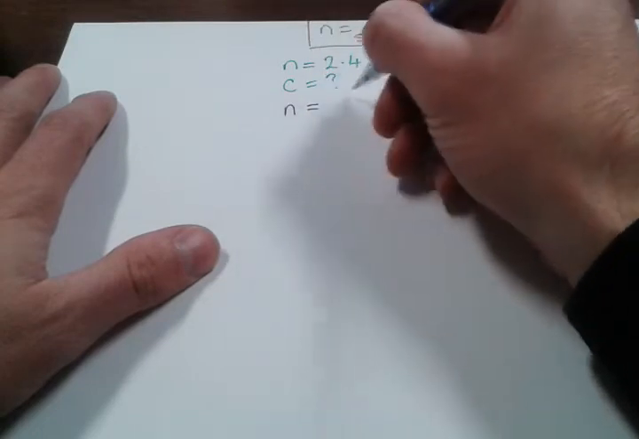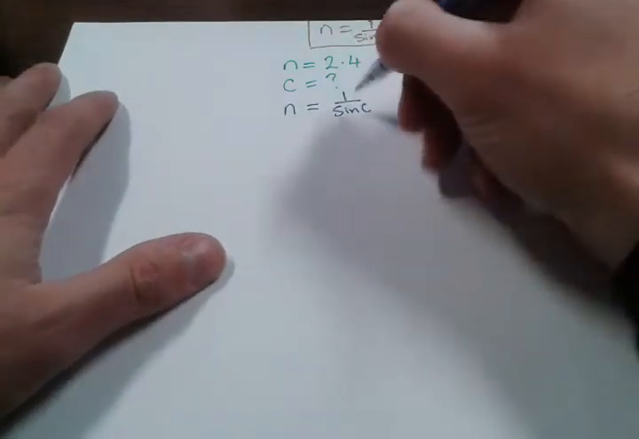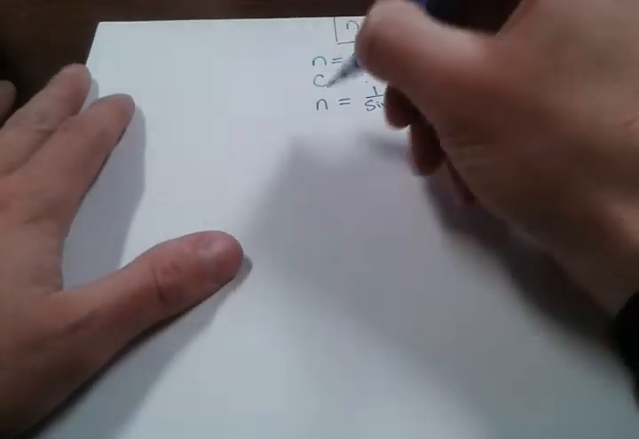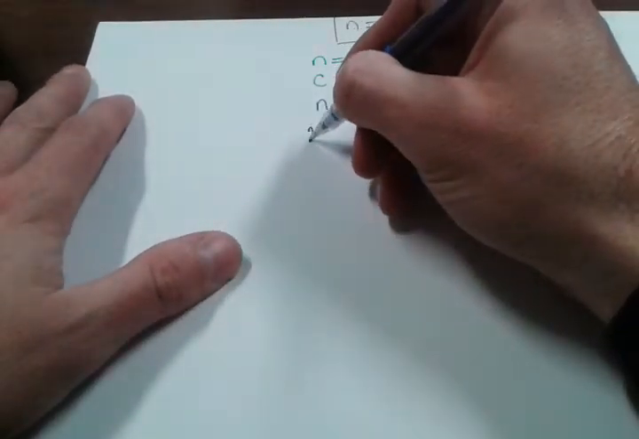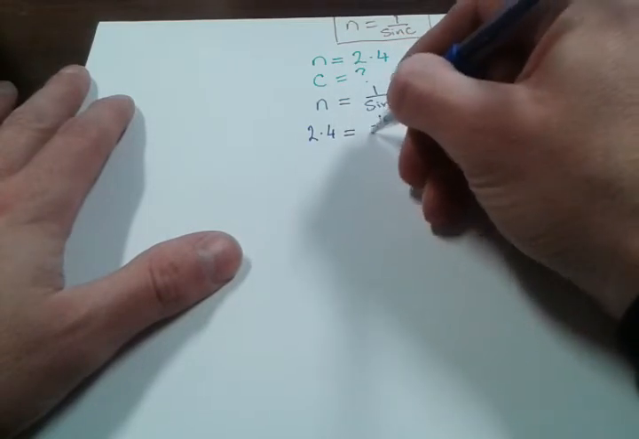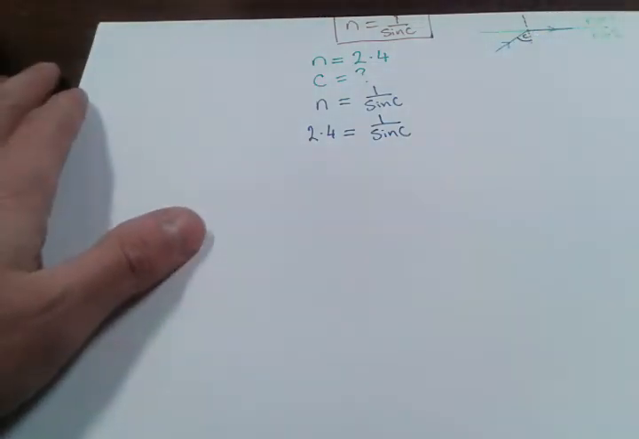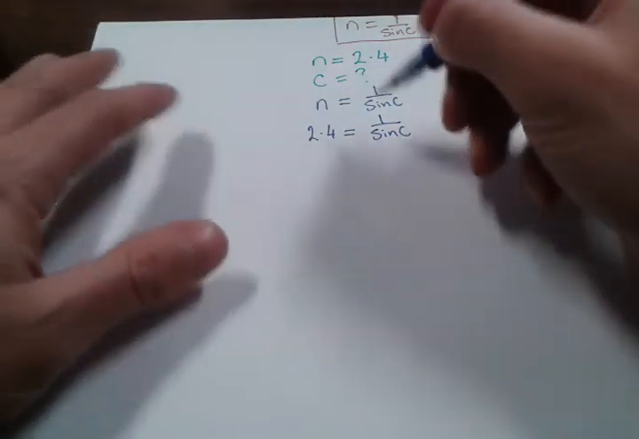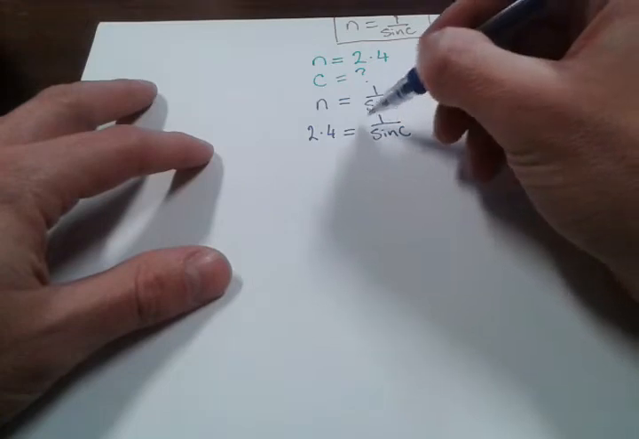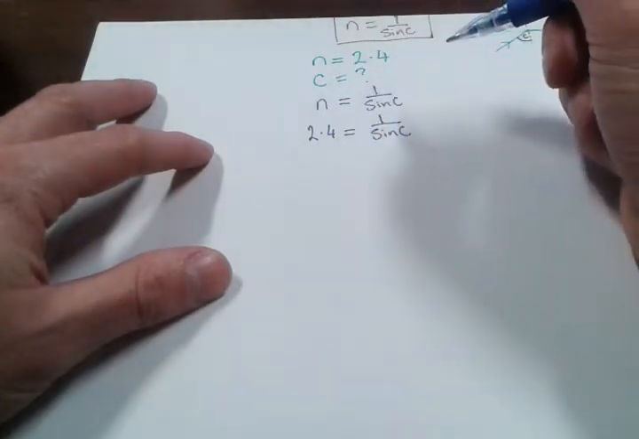We will start with the formula: n is equal to 1 over sine c. And c is what we're looking for, remember? So we'll plug in values now, and the only value we need is 2.4 equals 1 over sine c. Now we have to rearrange this formula a little bit. In order to do that, we would want to get rid of this fraction by multiplying across the whole thing by sine c.